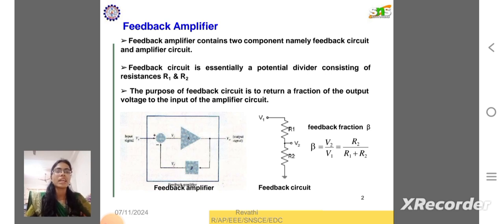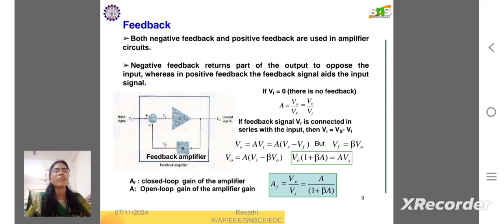circuits. In the feedback amplifier circuit diagram, the input signal is given to an amplifier, and the output is fed back and turned over to the input signal. Both negative feedback and positive feedback are used in amplifier circuits. Negative feedback returns part of the output to oppose the input, whereas in positive feedback the feedback signal aids the input signal. AF is the closed loop gain of an amplifier, and A is the open loop gain of an amplifier.